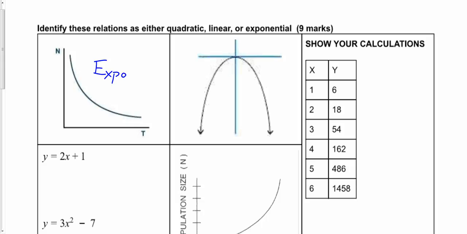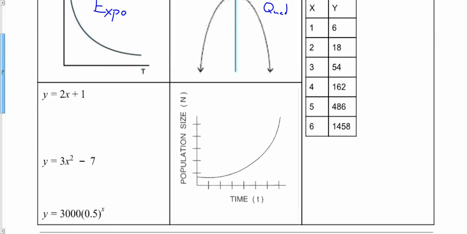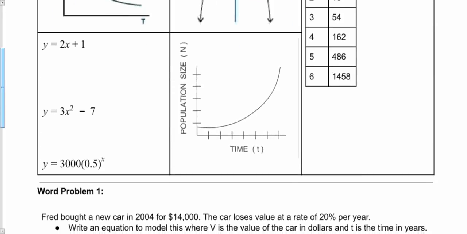If, however, the graph looks like an upside down U or a U shape, that's a parabola. And parabolas are the hallmark of quadratic equations. We also know, again here, this is also going to be an exponential equation, based on it being horizontal at one end and then rapidly approaching vertical at the other.